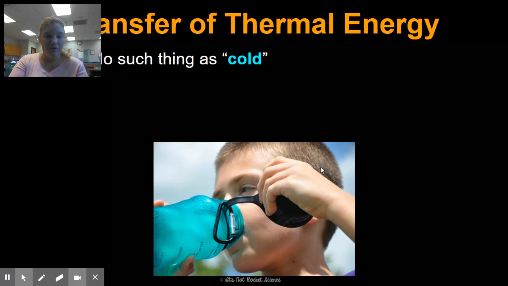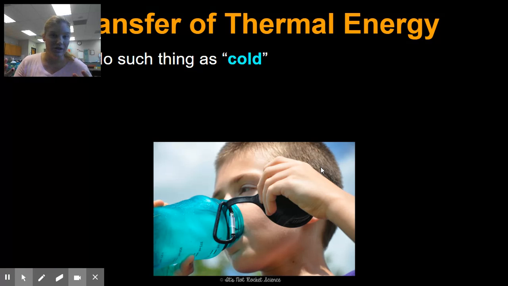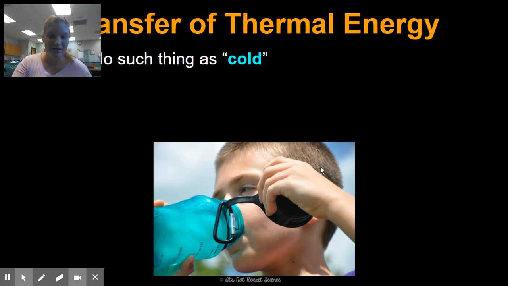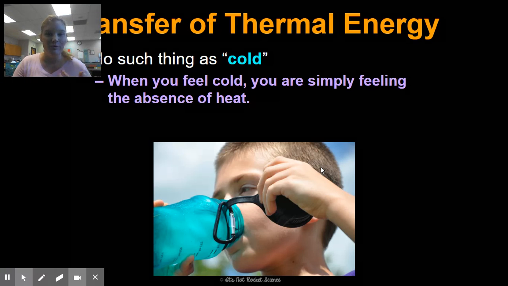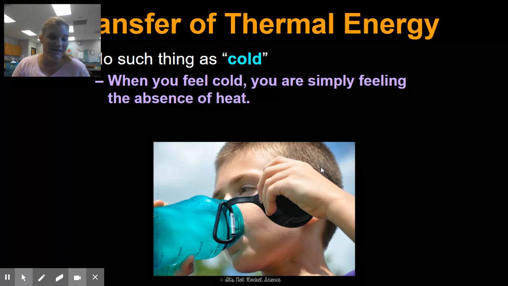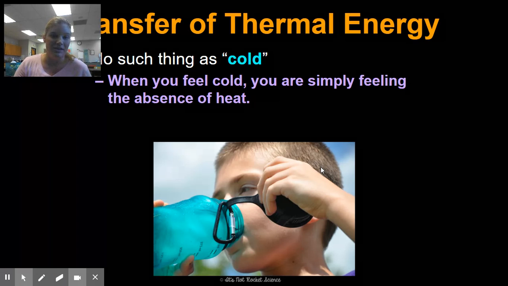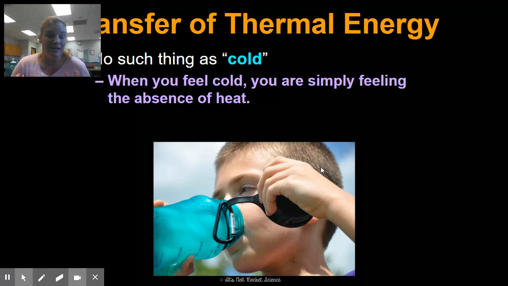So when we're transferring thermal energy, you need to know that there is really technically no such thing as cold. Cold is a word that we use to make things easier on us, but when you feel cold, all you're feeling is actually the absence of heat. So instead of saying, I feel a really strong absence of heat, we just say, man, I'm cold. So we kind of changed it up, but really the idea of cold is just the absence of something else being there.